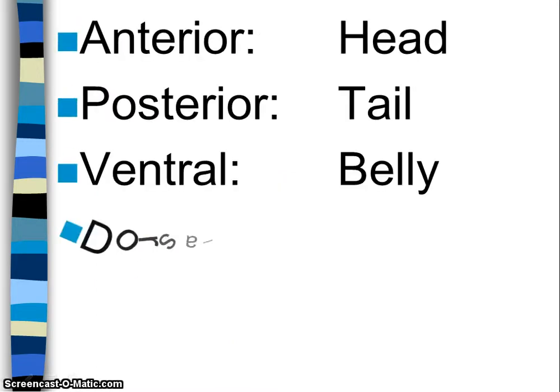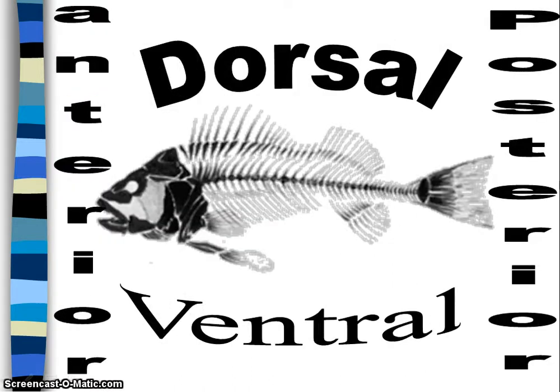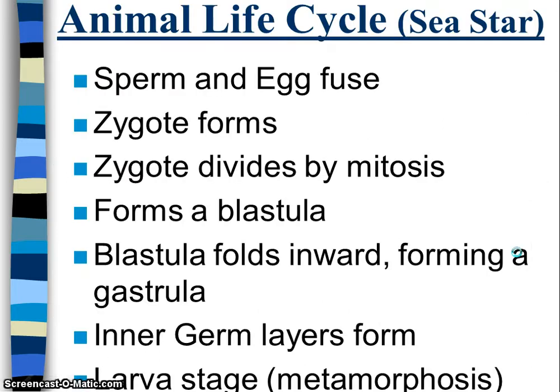Okay, so here's some more directional terms, and these are going to be very important as we talk about dissections. Anterior is the front region or the head. Posterior is the tail region or the hind end. Ventral is the underside, the belly. Dorsal is the back side or the top of the organism. And lateral is near the side of the animal. So if you look here, there would be like a dorsal fin up here. Anterior is always the head, the belly is ventral, and posterior is the back or the end.